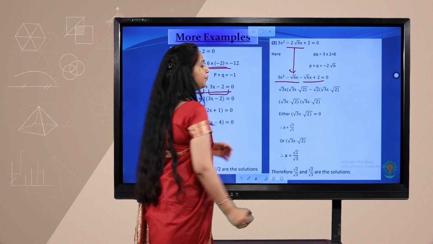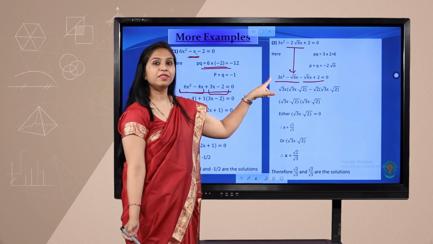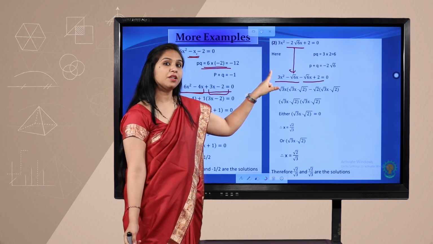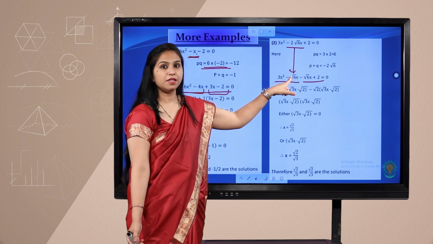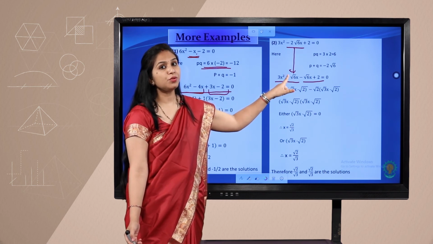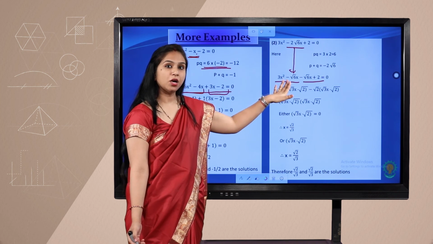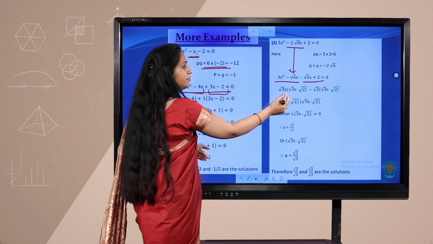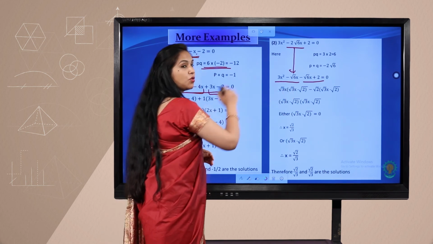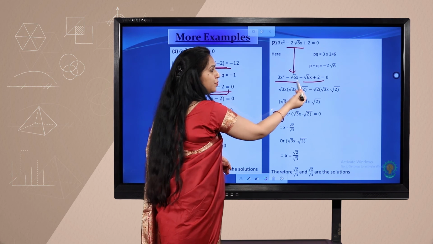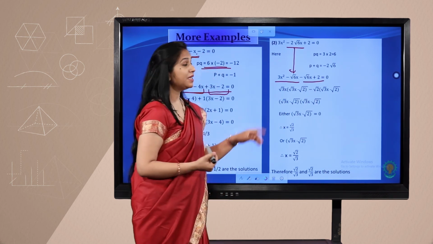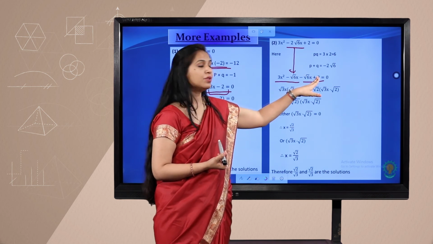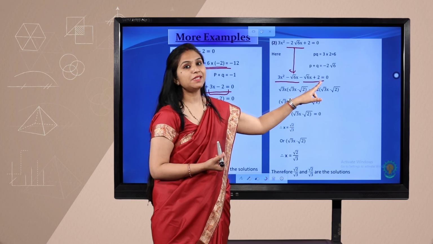Now, check what is common in the first group. It is 3 here. 3 means it is root 3 into root 3, and 6 is here, root 6. Root 6 is root 2 into root 3. So, what we can take out here? We can take out root 3 out of the bracket. From the first group, root 3x is a common number, and from the next group you can see root 2 is the common number, as root 6 we can split as root 2 into root 3, and 2 is root 2 into root 2. So, root 2 is common.